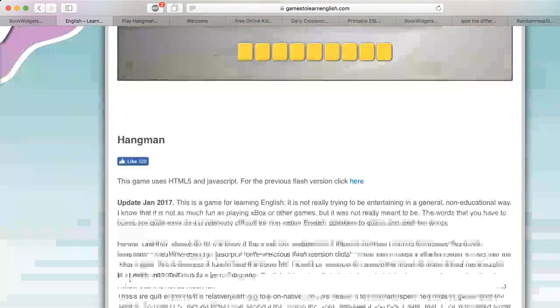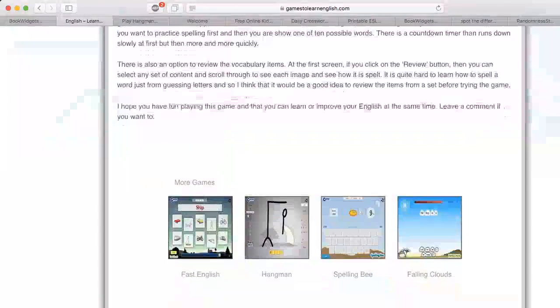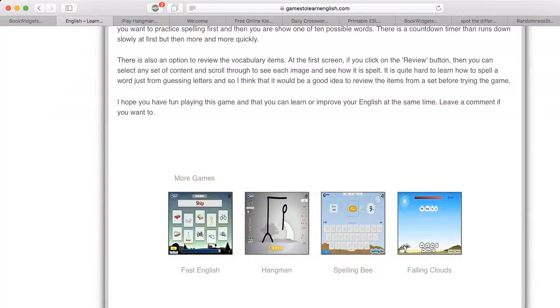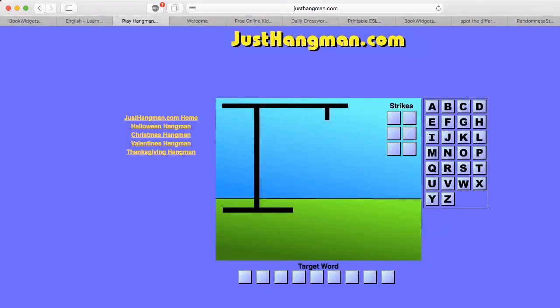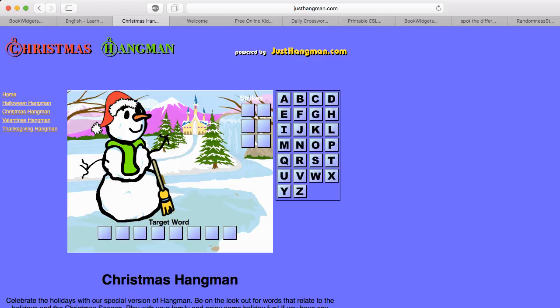And like I said, it's with categories, so you can choose different categories on this website. This is, again, a little bit easier. Now, if you want a bit of a challenge, this is kind of a medium one. And if you want to even practice the cultural aspect of English, like, for example, Christmas vocabulary, you can click on this other website called justhangman.com, and it has different Christmas categories, so you can play around.